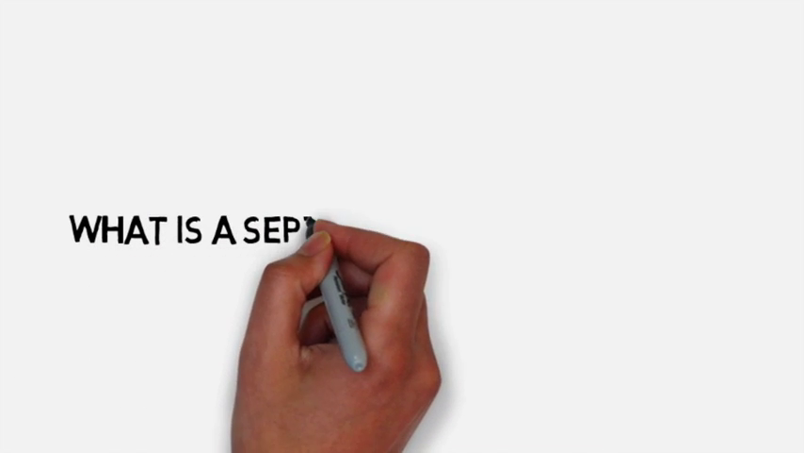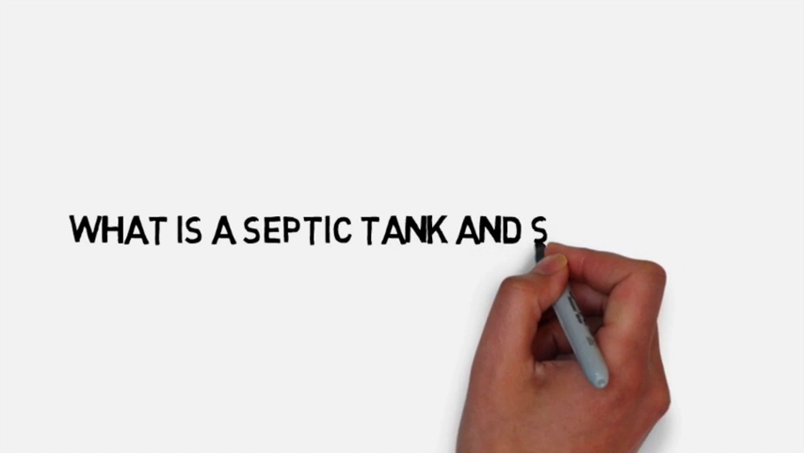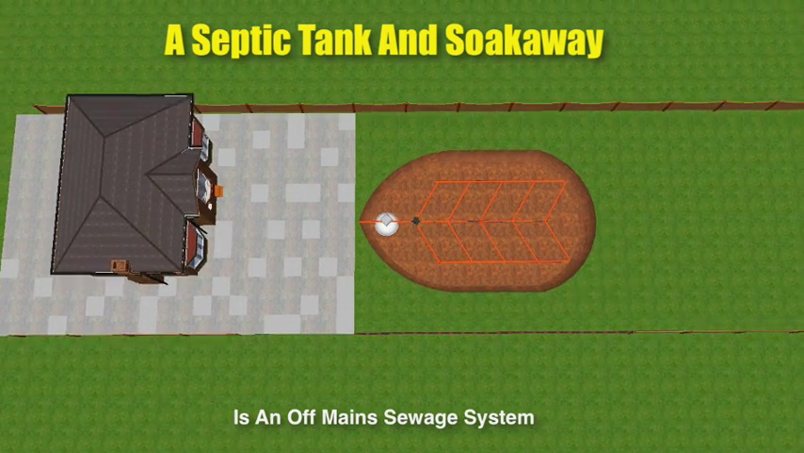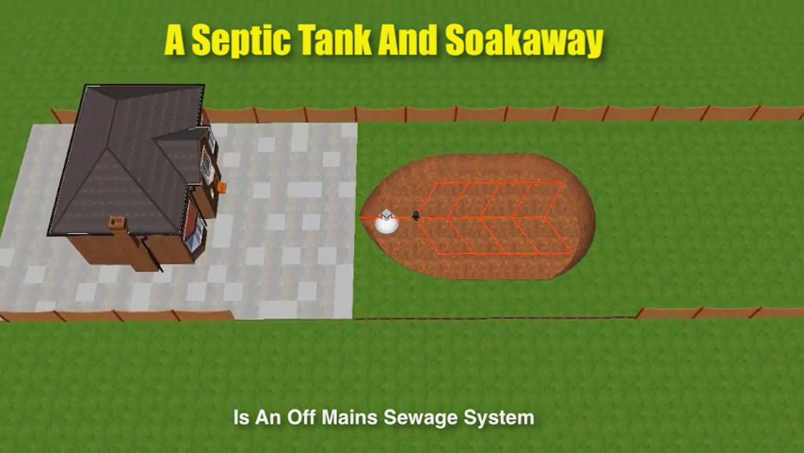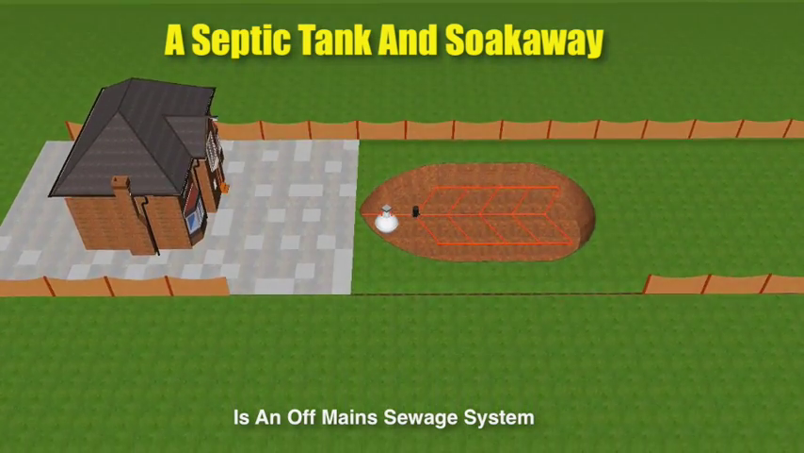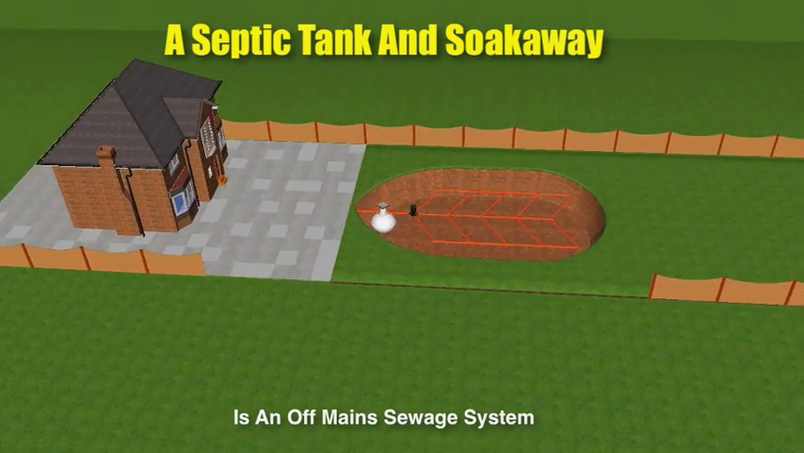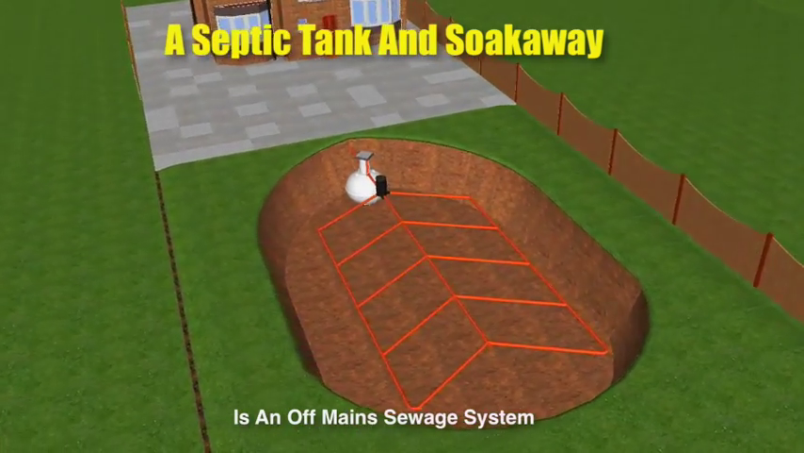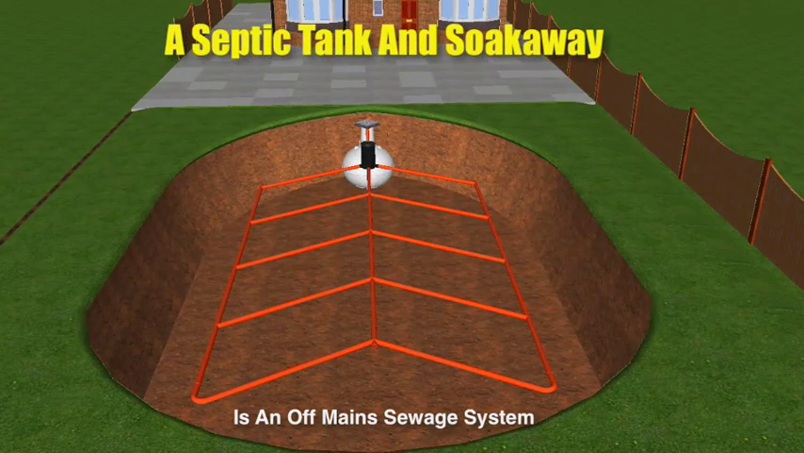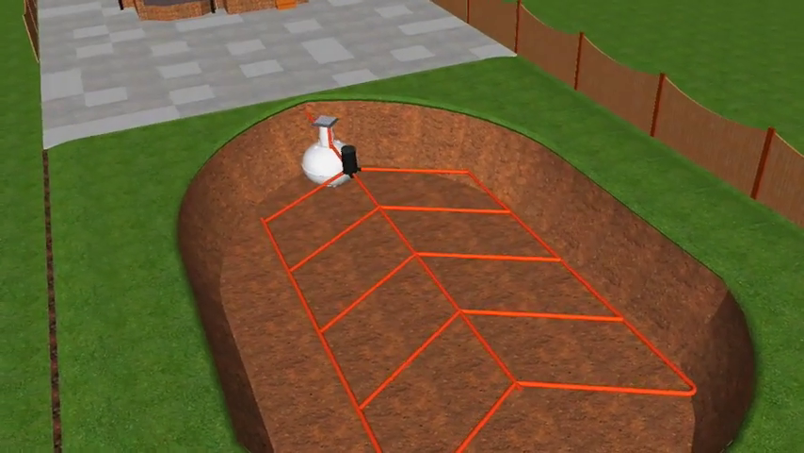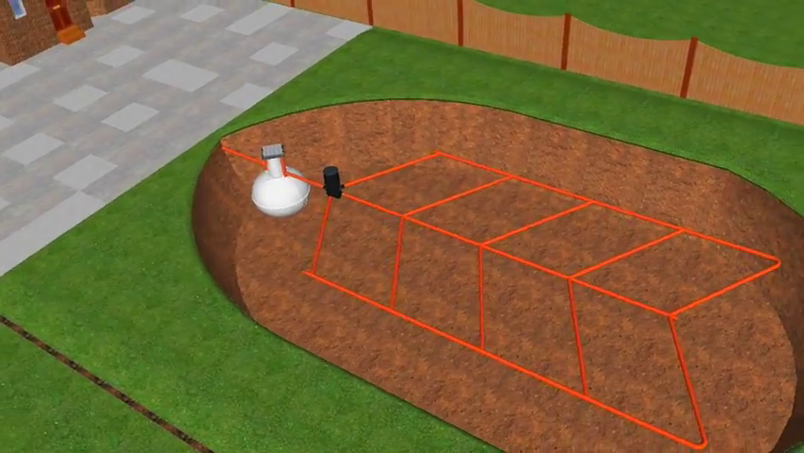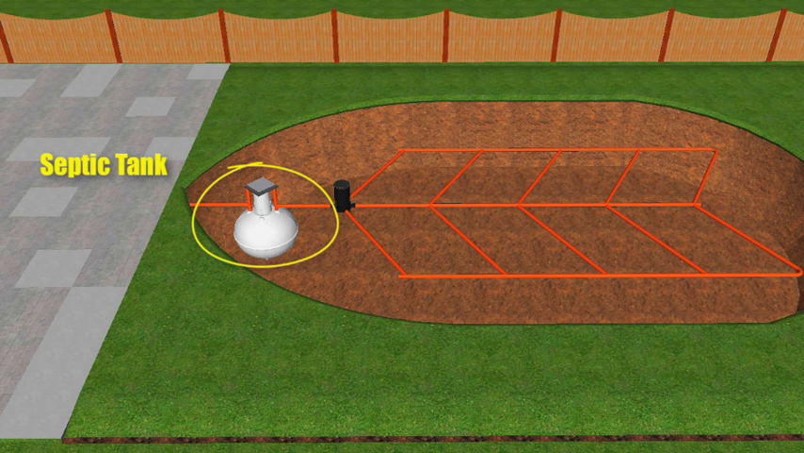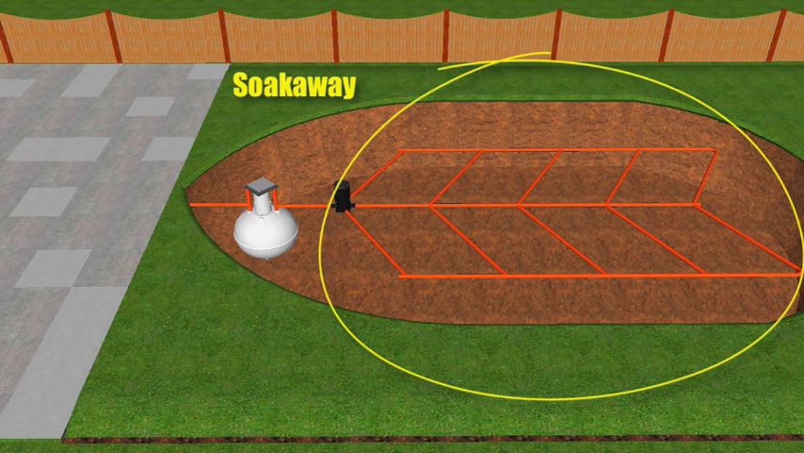So, what is a septic tank and soakaway? A septic tank and soakaway is an off-main sewage system and are designed for properties that are not connected to the mains drainage. This kind of sewage system normally comprises of two main components. Number one, the septic tank, and number two, the soakaway.